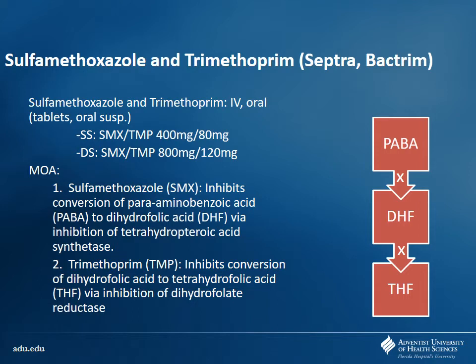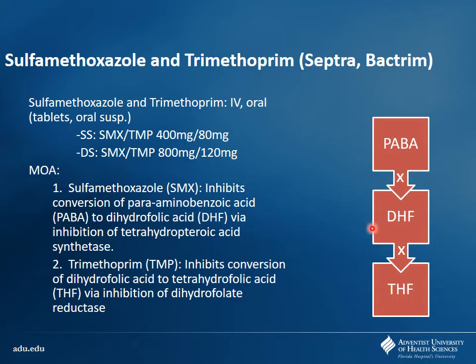Next up, we have sulfamethoxazole and trimethoprim. This is commonly found in a combination in a drug called Septra or Bactrim. This is going to be given either IV or oral. Really try to use oral whenever possible here. I'm sure a lot of people have heard of these drugs before, especially for UTIs. This is interesting because it helps to block the activity of folic acid within the bacteria.